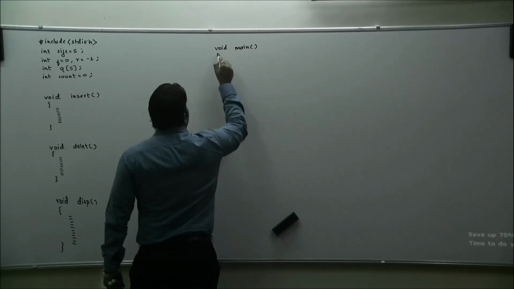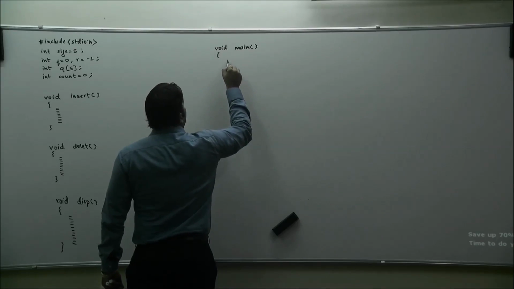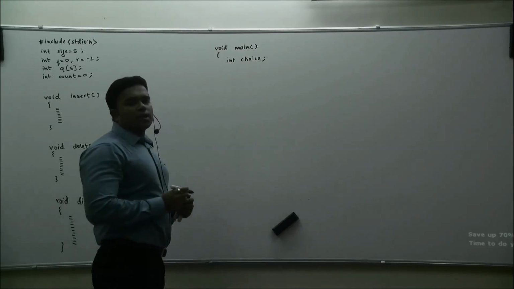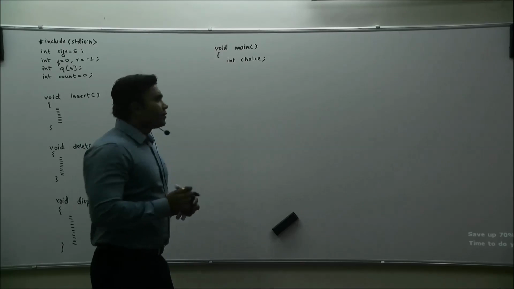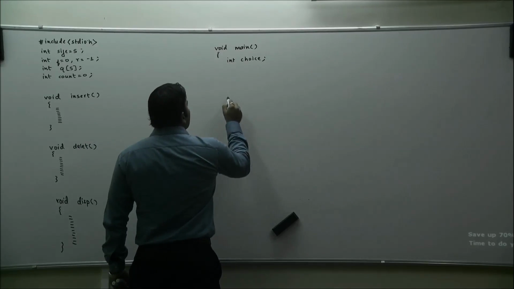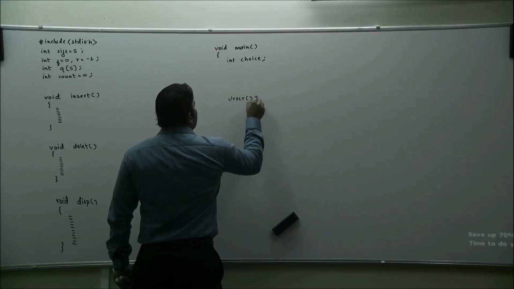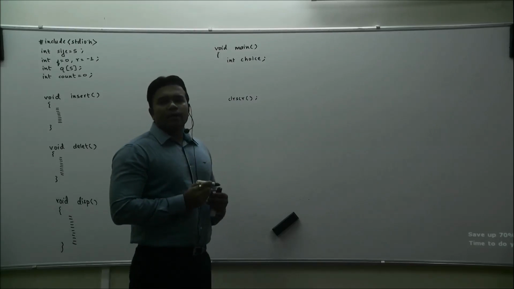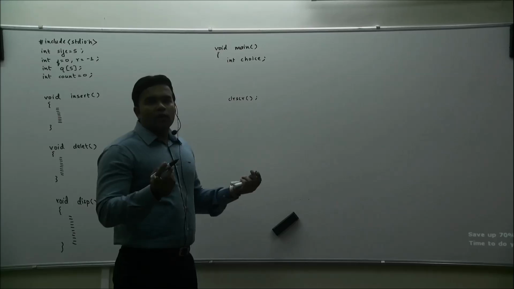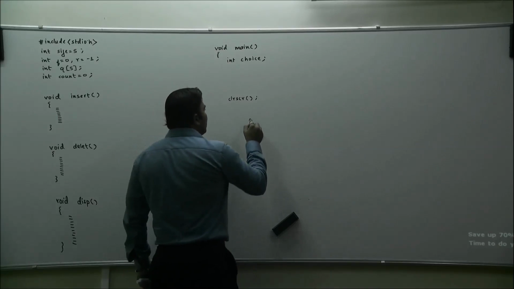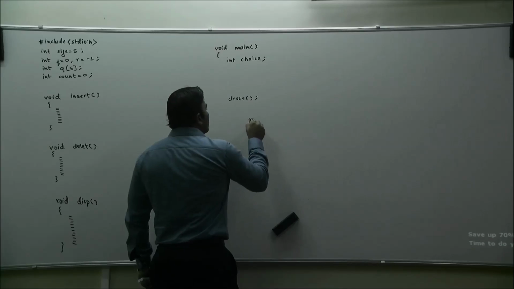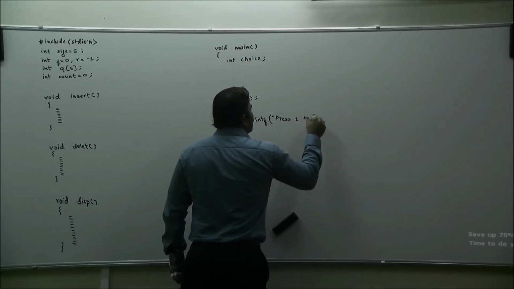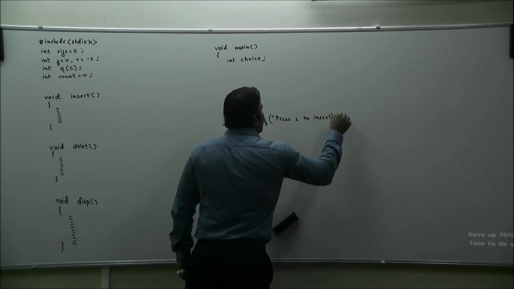In the main function, I will create one variable called choice. After that, I will clear the screen. After clearing the screen, I will first have to give a menu to the programmer. I have already explained it in one of my previous lectures. This is the menu that I will be giving to the programmer. Programmer, press 1 to insert. Like this I am giving him a menu.